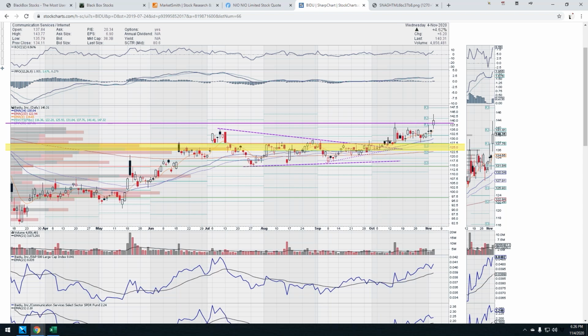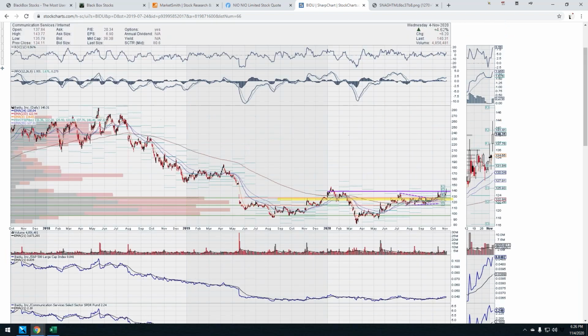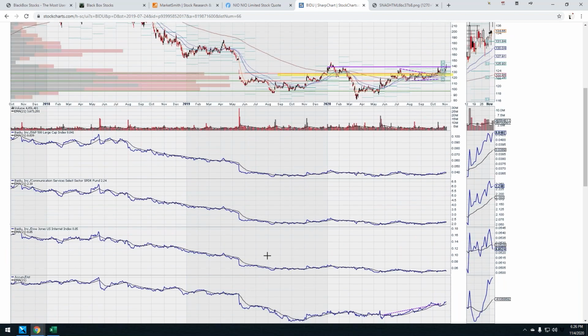And now we've got to where we officially broke the actual resistance level that we've been up against based off of the technical. So, this was a pullback in here.